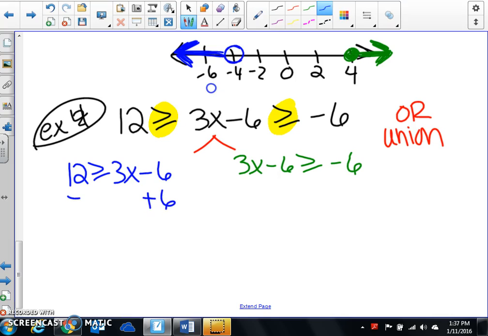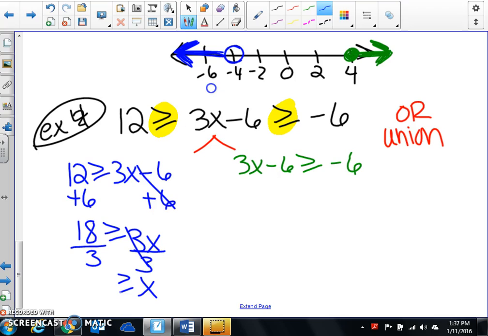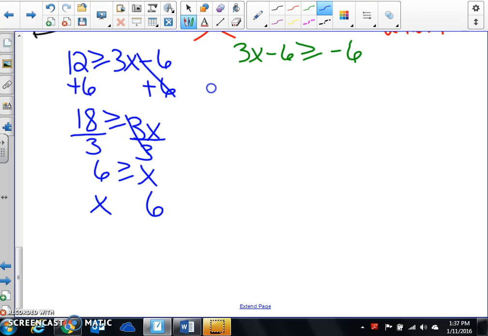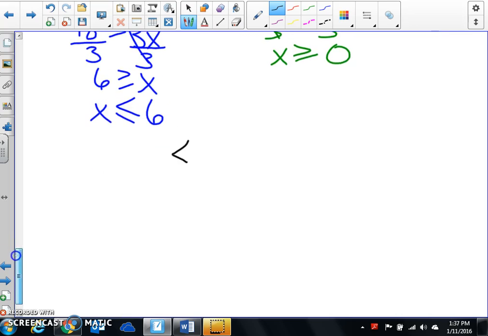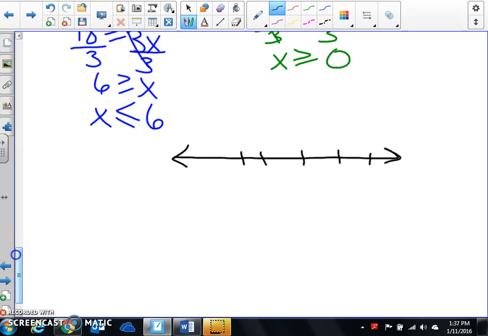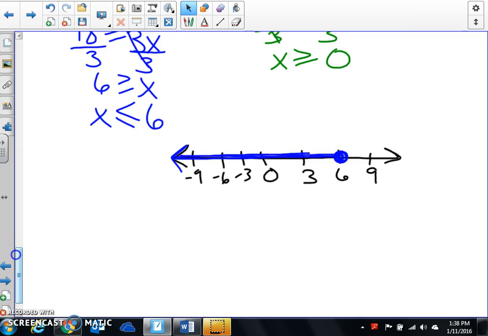All right, let's solve. So I add 6, and I divide by 3. So there we go. Once again, I have to have that variable on the left. So this is x, this is 6. Over here, I add 6. That gives me 0. And I divide by 3. Now I can graph. Let's go up just a little bit. Okay. 0, 3, 6, 9, negative 3, negative 6, negative 9. All right, my blue, sorry, my green is a closed circle going to the right.